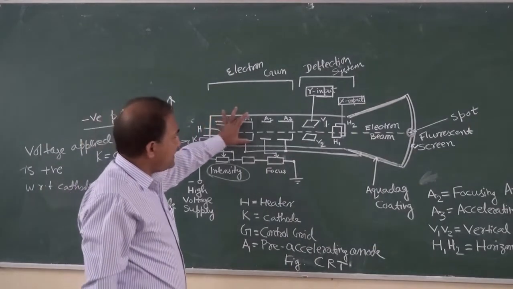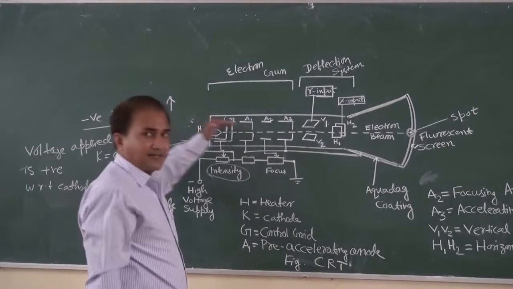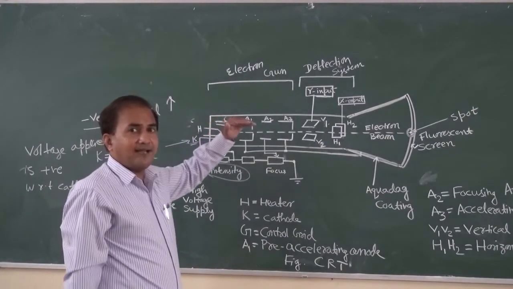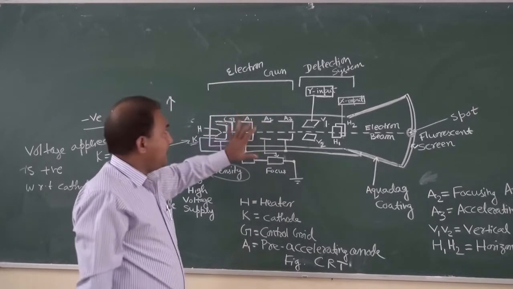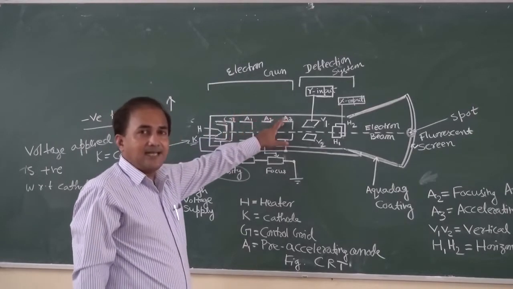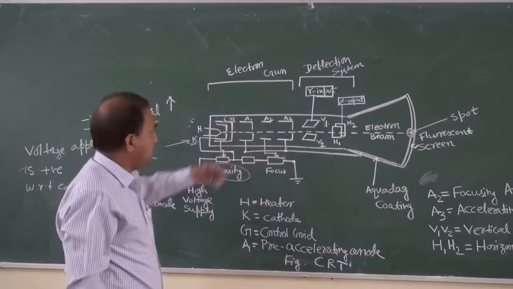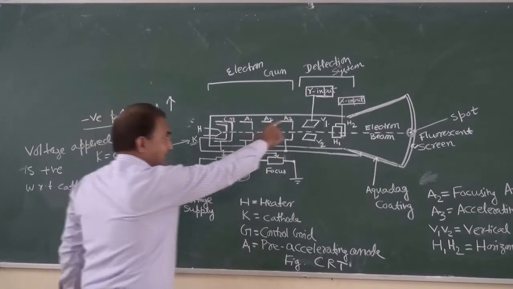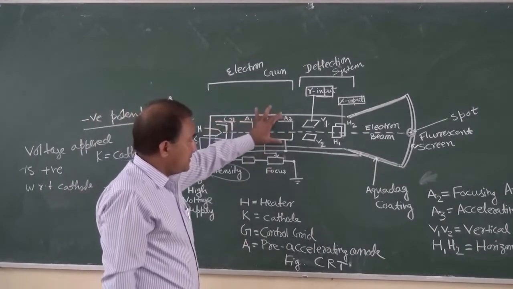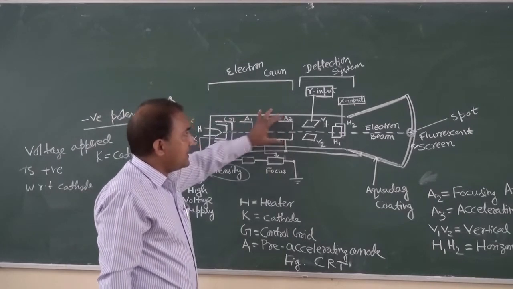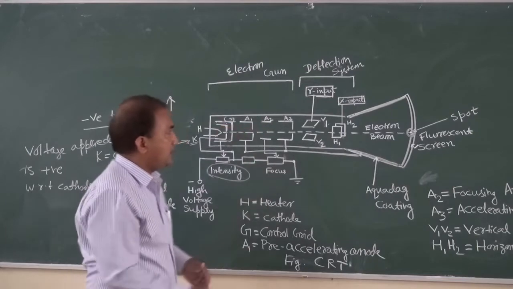Now you can see A1, A2, A3. A1 is the pre-accelerating anode. It will accelerate the flow of electrons. A2 is the focusing anode. A1, A2 and A3 are connected to positive potential, and A3 is the final accelerating anode. By applying positive potential, it increases the speed of the electrons.